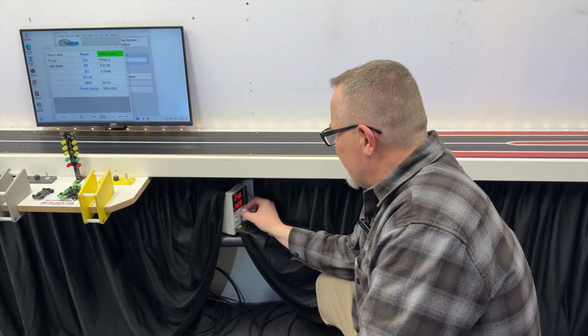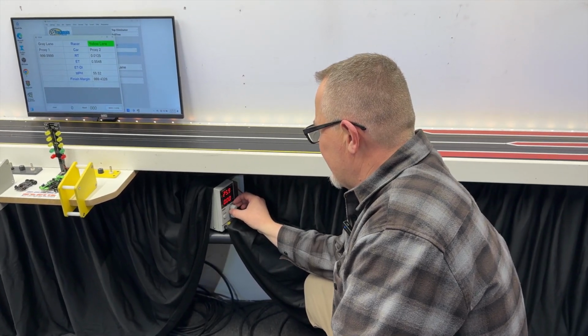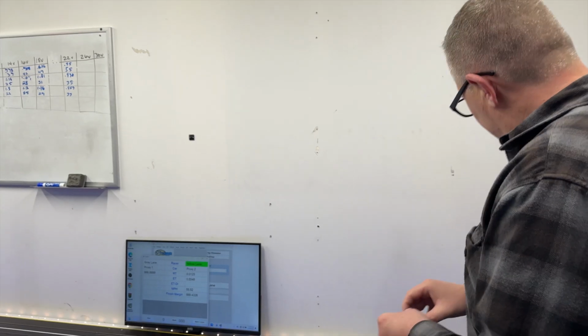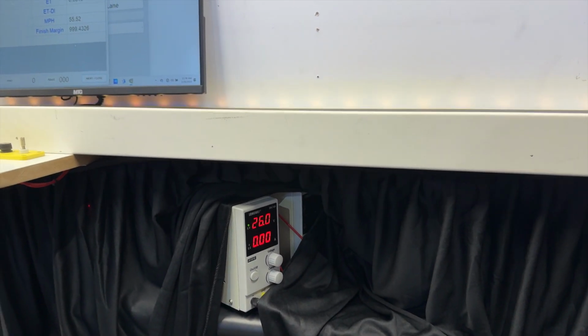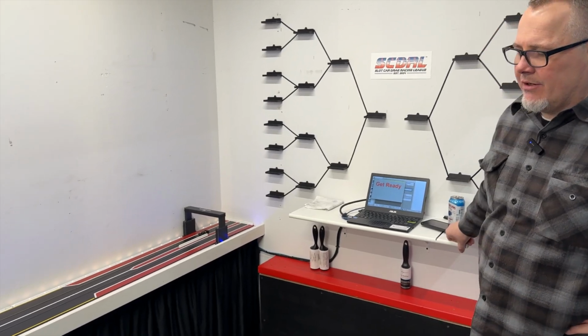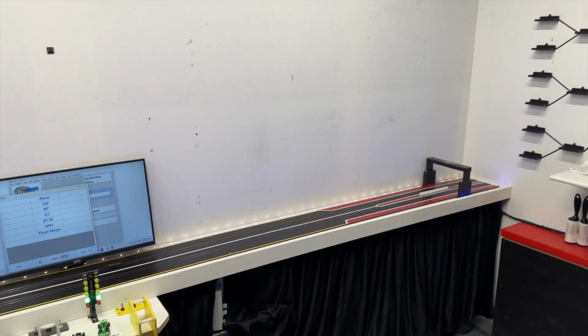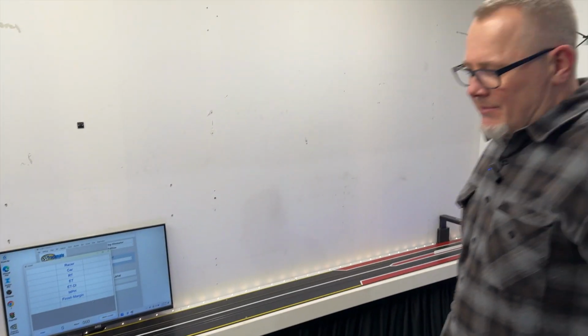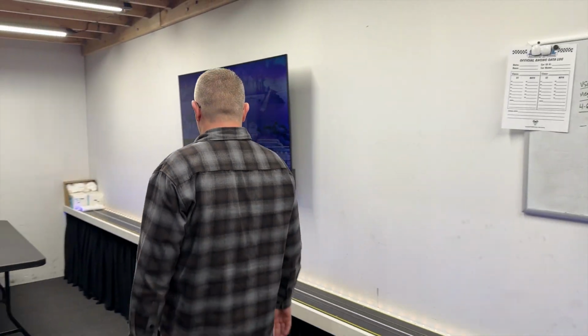So 26 volts, this is way outside of where I would run something, but let's just see what happens. Like I said, if you are trying to make stuff faster and you don't want to spend the money on it, just turn the power up. Yeah, so that thing was zinging pretty good for a four gear.